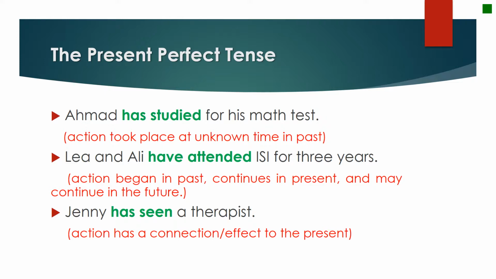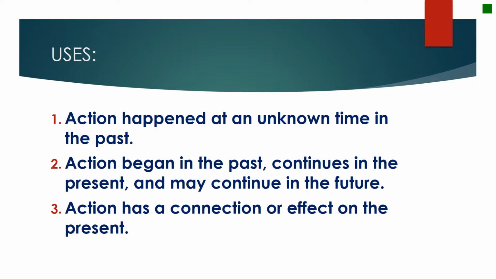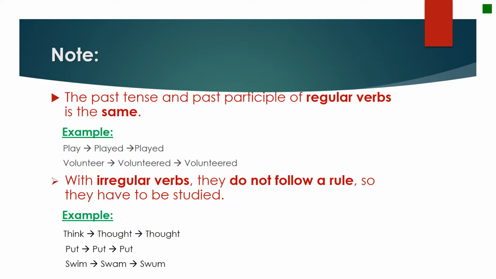Third use, action has a connection or an effect to the present. For example, Jenny has seen a therapist. So obviously that affects her present, so she is feeling better now, etc. The bell has rung. Obviously the students need to line up. Okay, those are very important notes to remember.